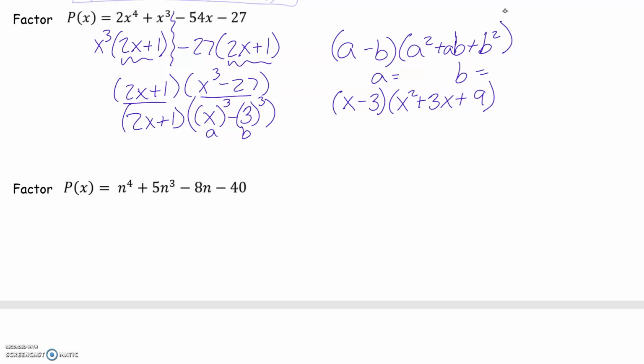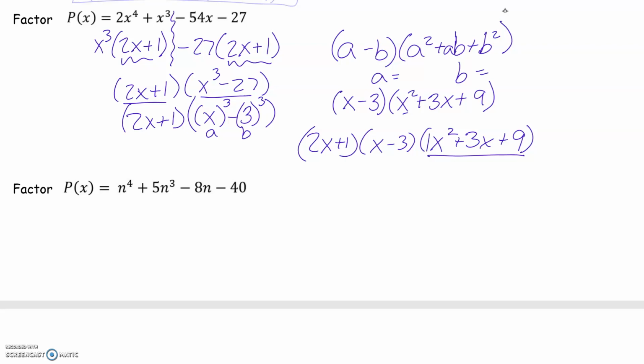And so I really just need to write this all over again with 2x plus 1 in front, and nothing else needs to be simplified. Now some of you guys might be asking, hey Miss Doherty, can I factor this further? This part right here? Well, you could if it worked, but because it's a difference of cubes, it will never factor out any further. So this is as far as it's going to go.